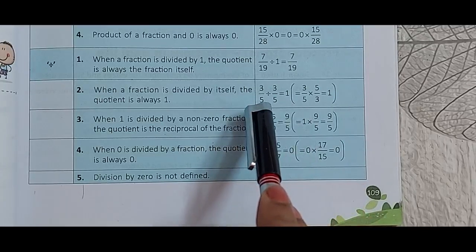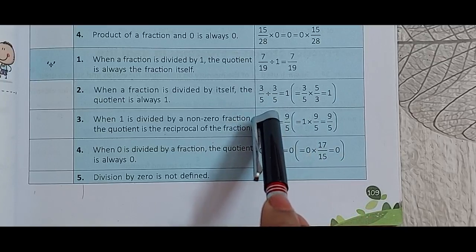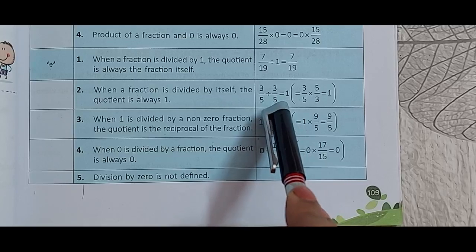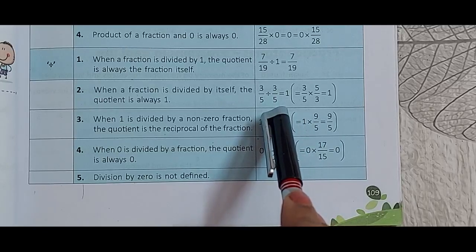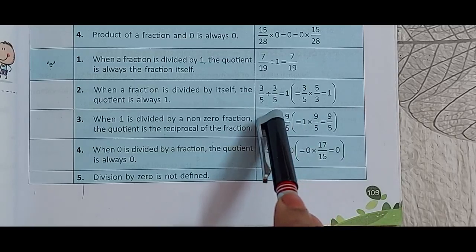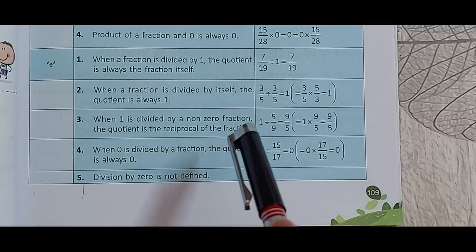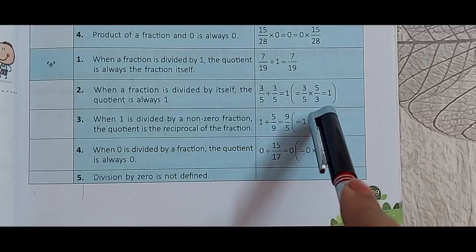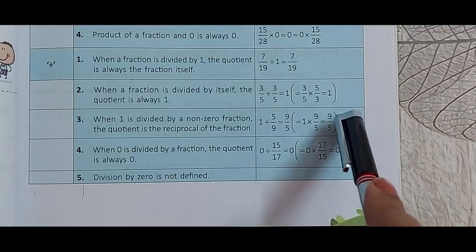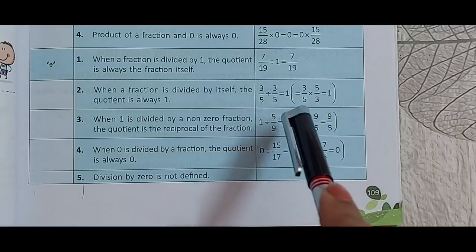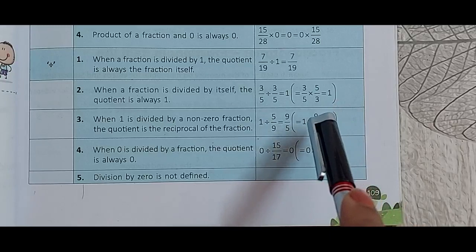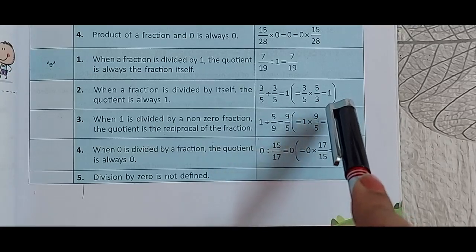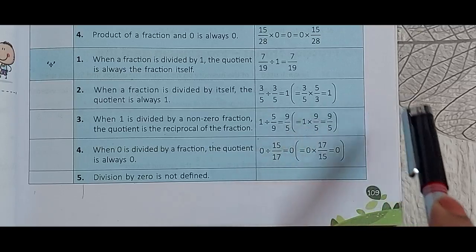See, 3 by 5 divided by 3 by 5. This means what? This division operator changes to multiplication, and instead of 3 by 5, we will write the reciprocal of 3 by 5. That is the second fraction's reciprocal, not of the first fraction. The second fraction, second 3 by 5, is written as 5 by 3. After multiplication, the product is 1 because the numerator 3 and denominator 3 get cancelled out. Denominator 5 and the numerator 5 of the second fraction also get cancelled out. So you get 1.